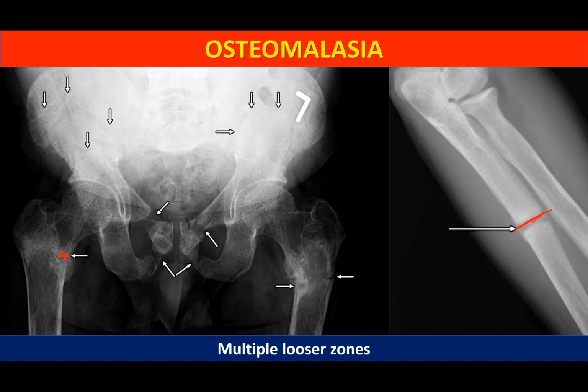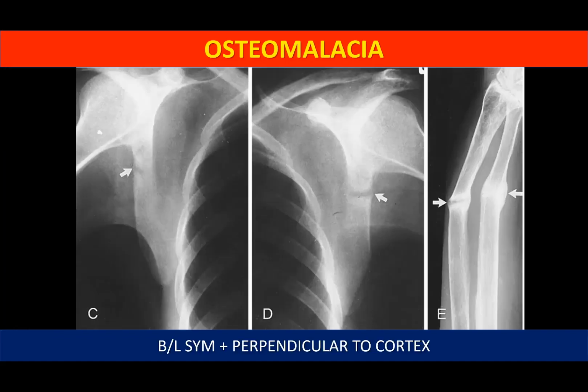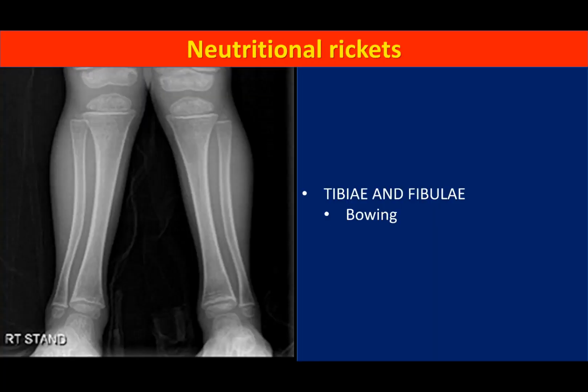We can see the lucent area within the bone, the blackening of the bone, because of the lack of calcification in the osteoid. Now this is one more image which is showing the scapula, with bilaterally symmetrical Looser zones. It is also showing the forearm bones, the radius and ulna, again showing the Looser zone in this image, bilaterally symmetrical. The other thing that can happen is that because of the softening of the bones, there will be bowing of the bones.